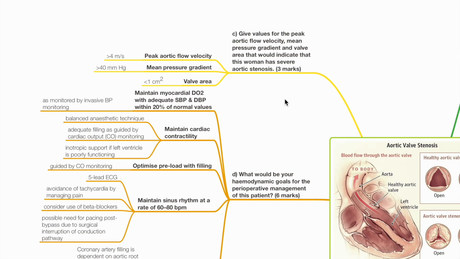C. Give values for the peak aortic flow velocity, mean pressure gradient, and valve area that would indicate that this woman has severe aortic stenosis. Features of severe aortic stenosis include peak aortic flow velocity of more than 4 meters per second, mean pressure gradient of more than 40 millimeters mercury, and aortic valve area of less than 1 cm squared.